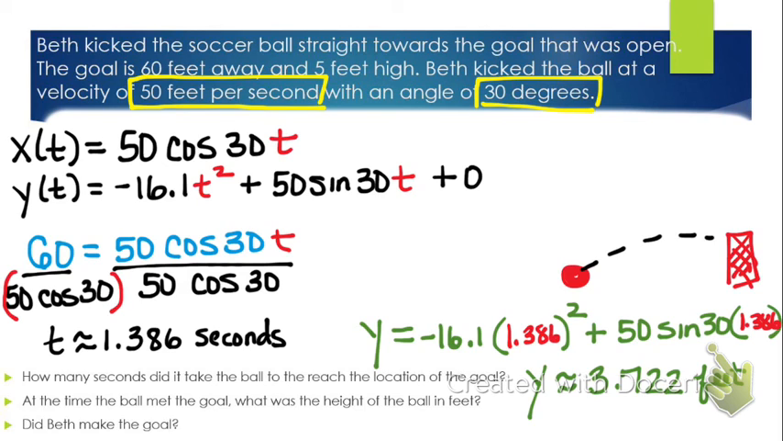Who got 3.722? So part C says, did Beth make the goal? So what do you think? In soccer, does the ball need to go over the net or land in the net? In the net, right? And how high is the goal? 5 feet. So if it is at 3.722 feet, that means it was less than 5. So would that count? So did she make the goal? The answer is yes. So the answer to part C is yes, she did make the goal.